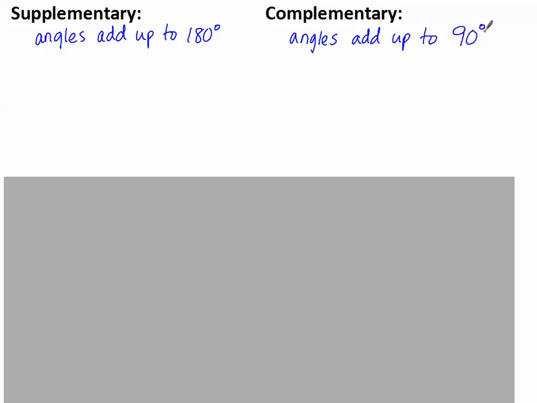Let's begin with recalling some really important vocabulary. Supplementary refers to angles that add up to 180 degrees. Complementary is a similar term for angles that add up to 90 degrees. We're not going to look at those so much today as we are supplementary angles.